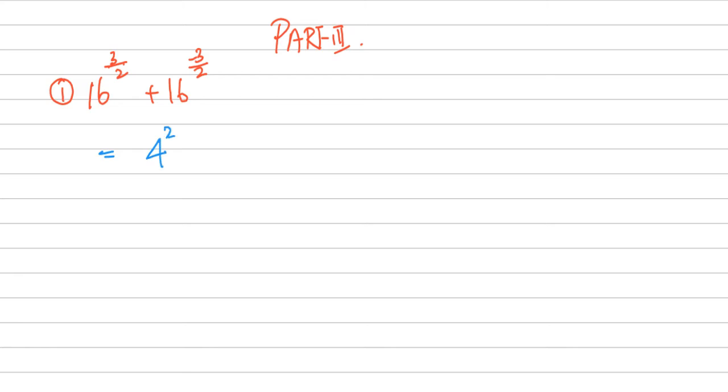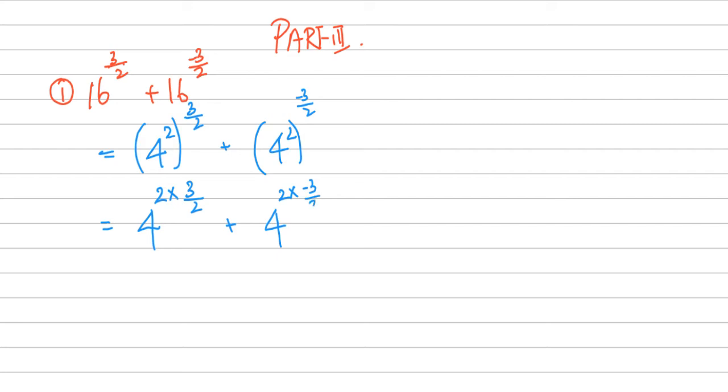So you can write 4 square to the power 3 over 2 plus 4 square to the power minus 3 by 2. Okay, and in the next step, we have inner power and outer power, so you have to multiply them. Good. So 2 multiplied by 3 over 2 plus 2 multiplied by minus 3 over 2. And 2 gets cancelled, and in the next step you will have only 3 in the power. So 4 cube plus 4 to the power minus 3.